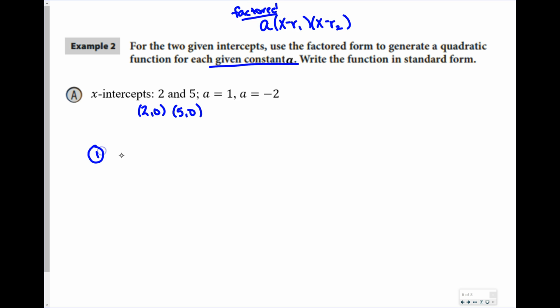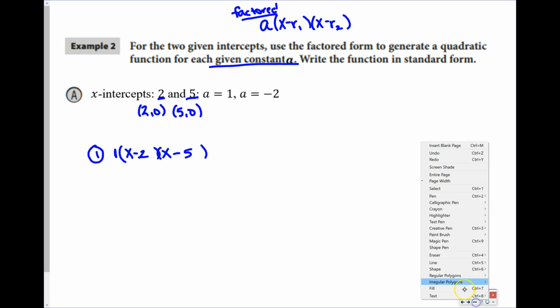So my first equation says a is 1. So I'm going to put 1 here. My x and my x for my formula. And then my two roots are 2 and 5. So when I put them in, I'm going to make them minus 2, minus 5. So that's my first equation.